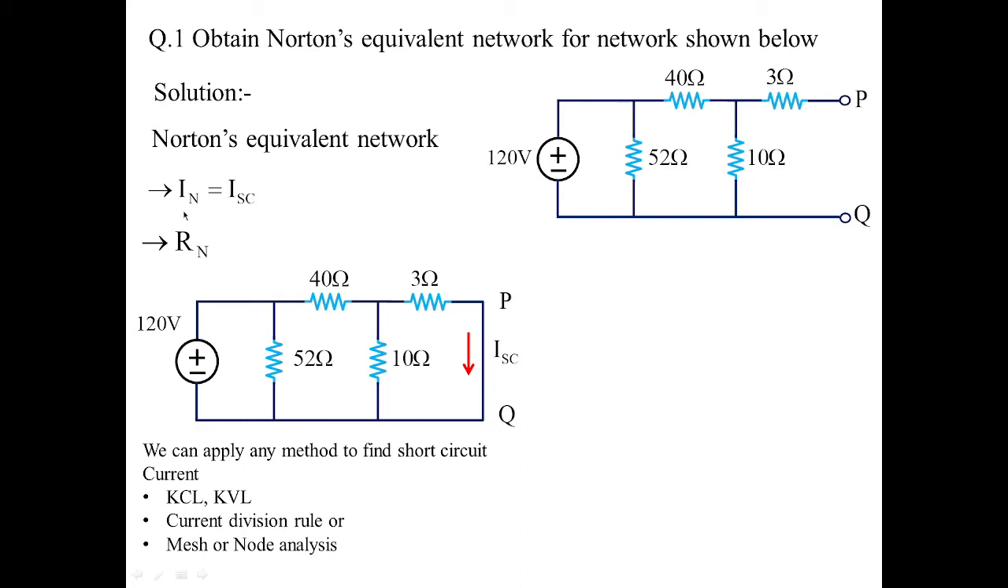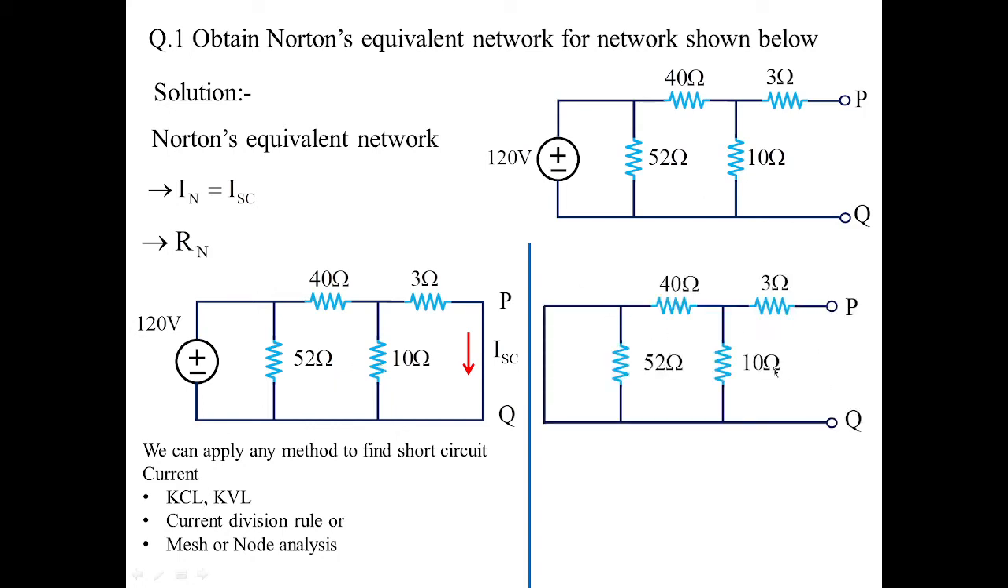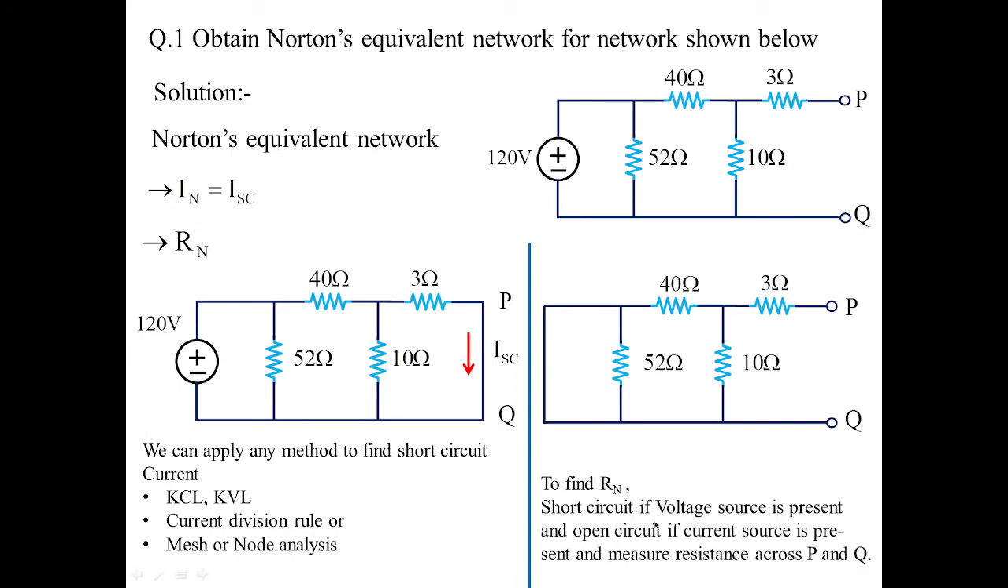Then what? We need to find Norton's resistance. As I told you, Norton's resistance is nothing but the equivalent resistance of the network. And if you have a voltage source, that needs to be shorted, and if you have a current source, that is to be open circuited. This is a familiar thing which we have done in Thevenin's equivalent circuit, where we found Thevenin's resistance. The same approach we are going to employ for Norton's resistance.